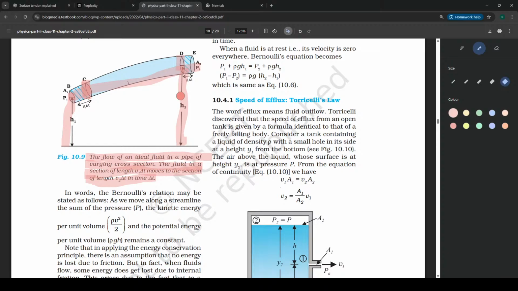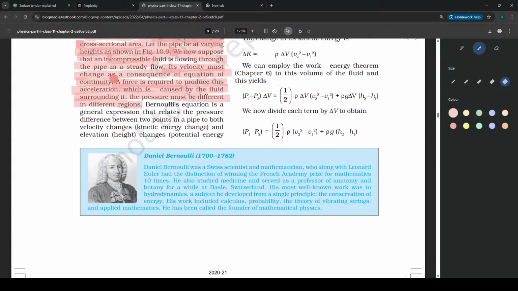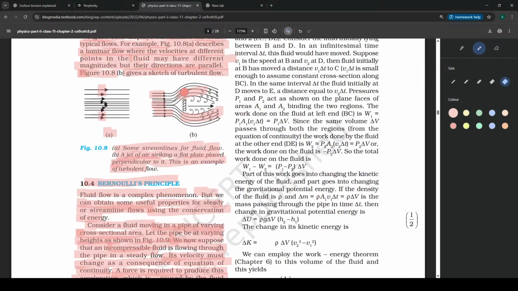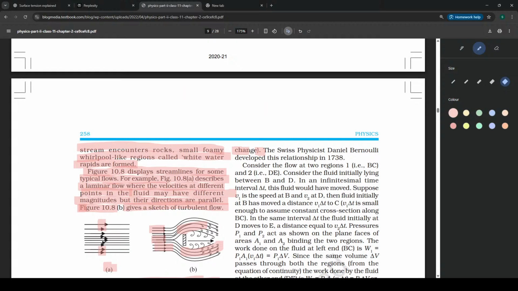So as water or fluid enters from a larger area to a smaller area, force is applied to increase the acceleration. That means the pressure at the larger area must reduce to accommodate this acceleration. Bernoulli's equation is a general expression that relates the pressure difference between 2 points in a pipe to both velocity change, kinetic energy change, and elevation height changes, potential energy change.